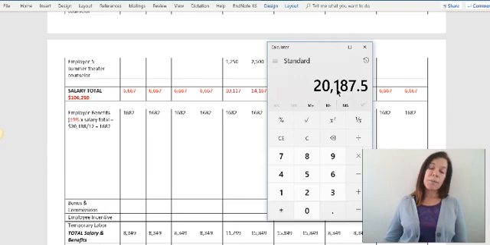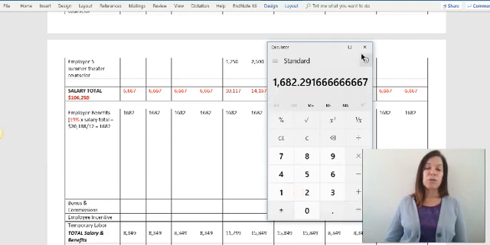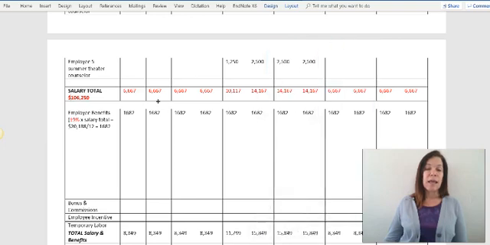But we're going to be paying that off by the month. Okay, so we're going to divide that by 12. We're going to get $1,682 approximately. And you can see that I have plugged that number in here all the way across the board.